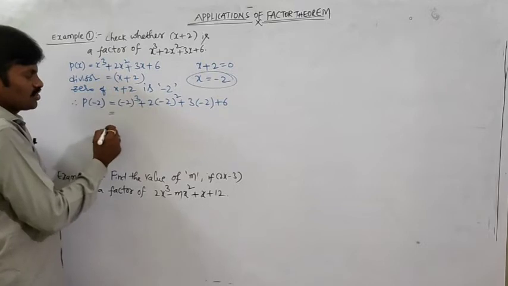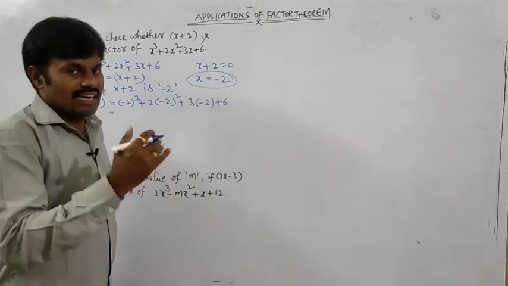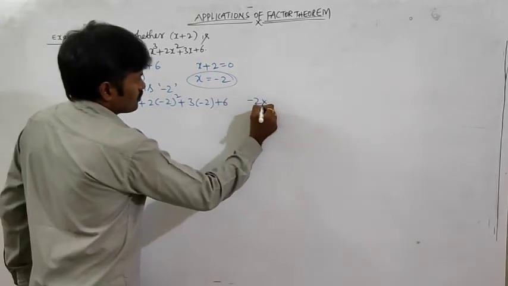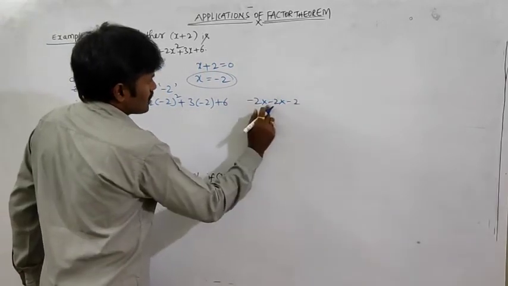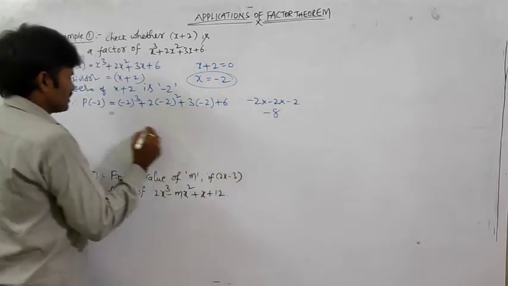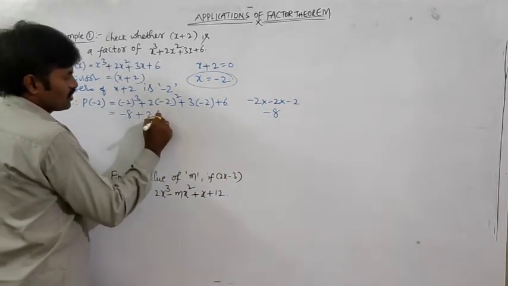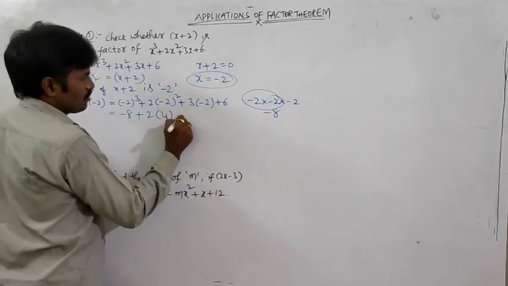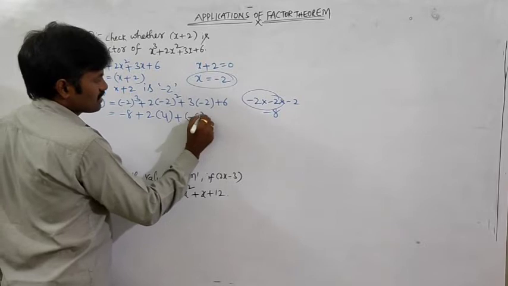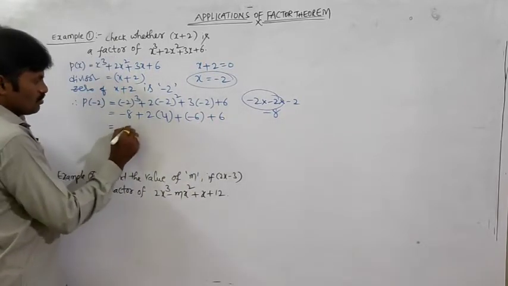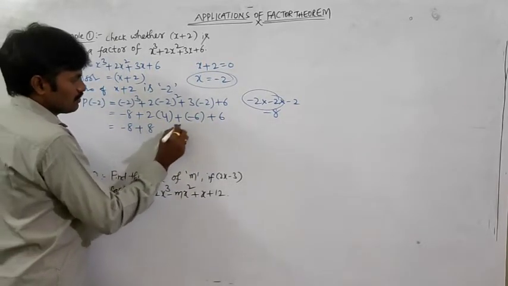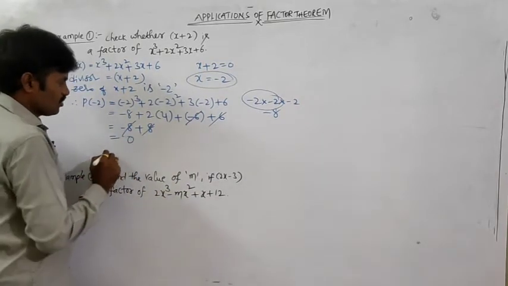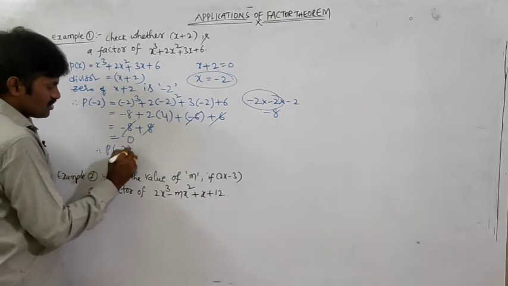What is the value of minus 2 whole cube? Minus 2 multiplied by itself 3 times, minus 2 into minus 2 into minus 2. Minus into minus is plus, into minus is minus, and 2 times 2 times 2 is 8. Minus 8, plus 2 into minus 2 whole square, that is plus 4 times 2, plus 3 into minus 2, minus 6, plus 6. So minus 8, plus 8, minus 6 plus 6 gets cancelled, and minus 8 plus 8 is also 0. So p of minus 2 is equal to 0.